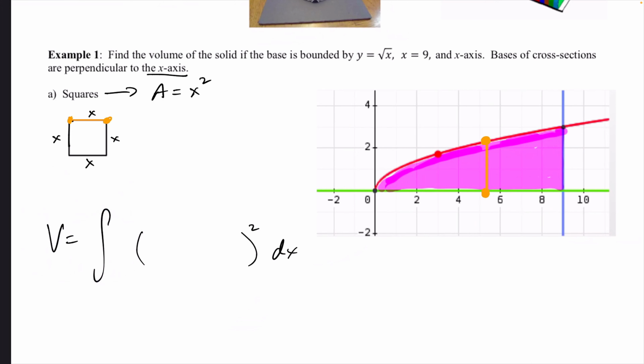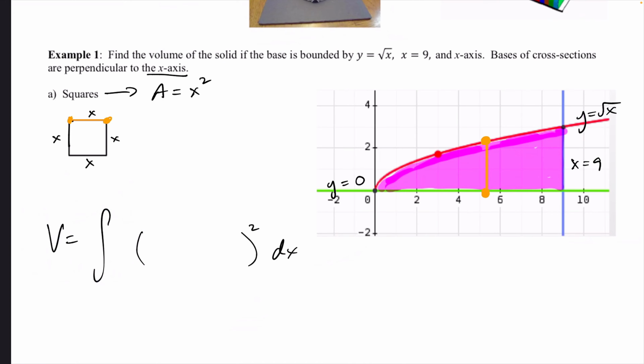So what would one side of the square be? It would go from the red to the green, right? All of them would go from the red to the green. So if I wanted to find that distance, I would find where the red is, and then where the green is, and what would I do with those 2 numbers? Subtract them, right? Distance, you always subtract. So we're subtracting the red minus the green. The red is y equals square root of x. The blue is x equals 9, and then the green is y equals 0.